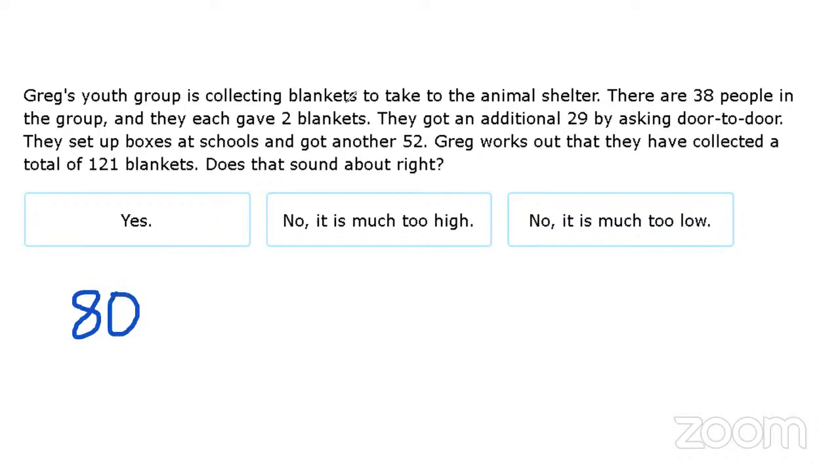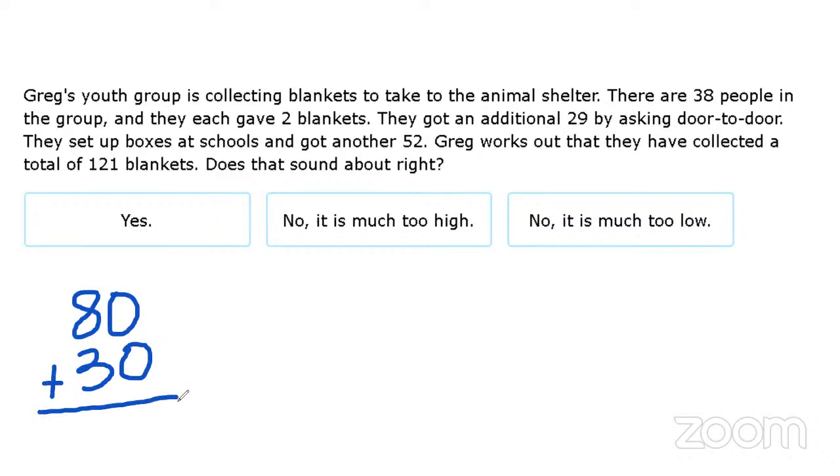We're estimating. So if the people give about 80 blankets, we know it's a little less because we rounded up, so it's a comfortable number to work out. All right, now they gave an additional 29. That's about 30, right? So 80 and 30 would be about 110 blankets, correct? And then they collect about 52.